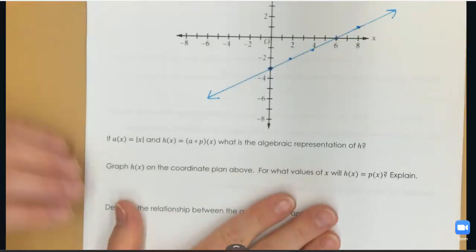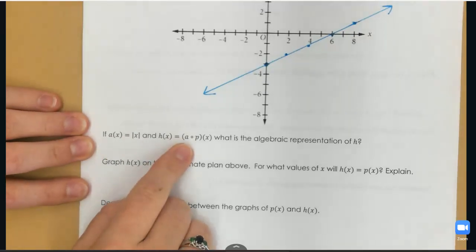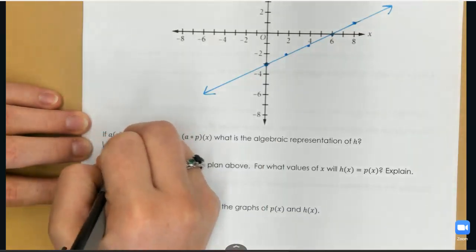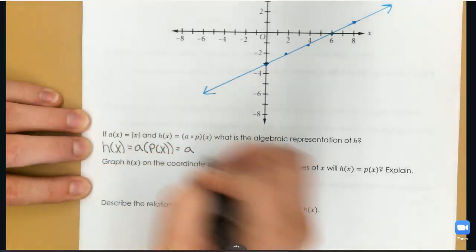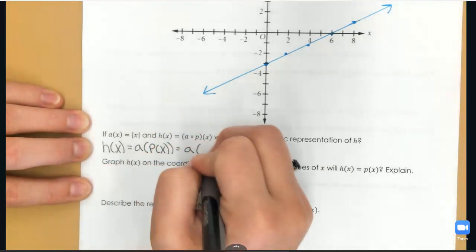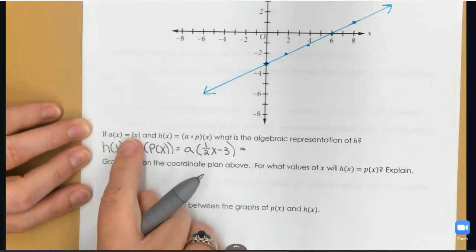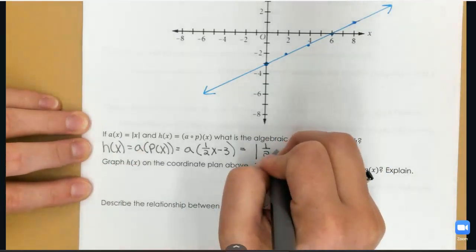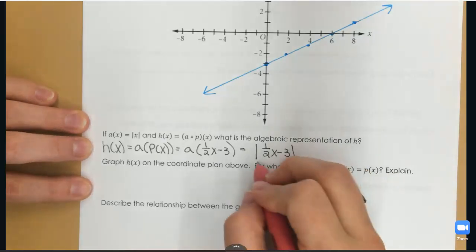What we're going to look at now is, let's say a of x is the absolute value of x, and h of x is equivalent to a of p of x. So that means h of x is a of p, which means I'm going to take my a function, and instead of plugging in some number, I'm going to plug in 1/2 x minus 3. So what that will look like, since this is the absolute value function, it will be the absolute value of 1/2 x minus 3. This is h. Now I want to get this on the graph, and I'm going to do that in red.